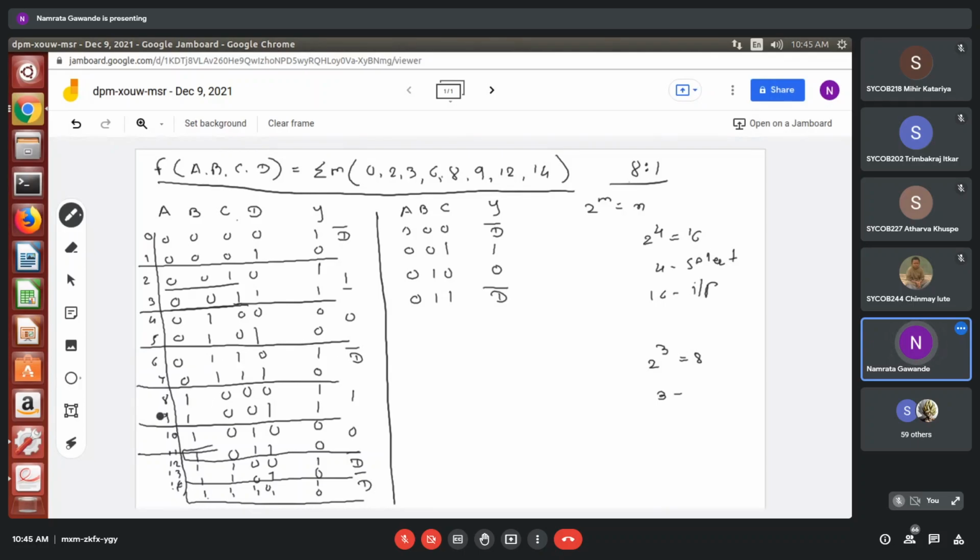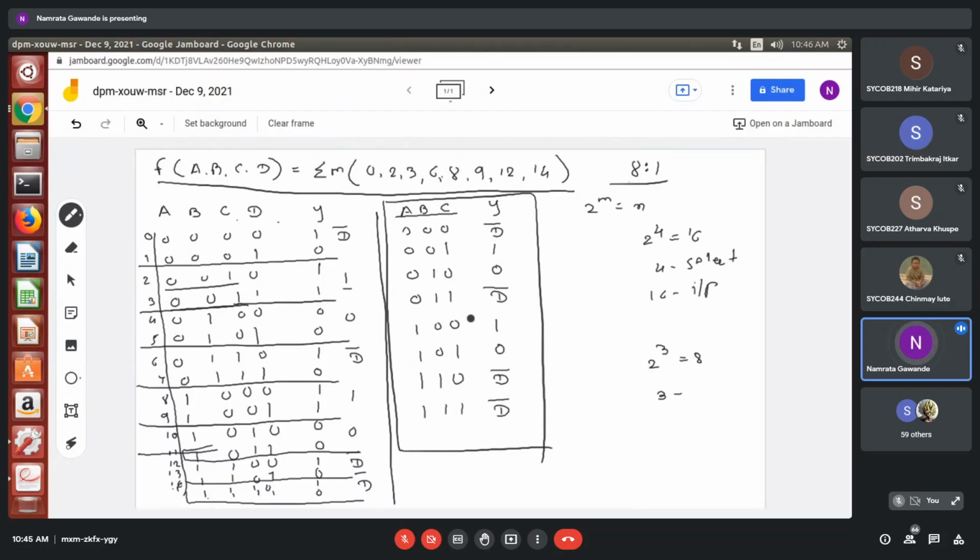After 0, 1, 1, next is 1, 0, 0. What is the output? 1. Then 1, 0, 1. What is the output? 0. 1, 1, 0. What is the output? D bar. And for 1, 1, 1, again D bar. So this 4 variable truth table I have reduced to a 3 variables truth table now.